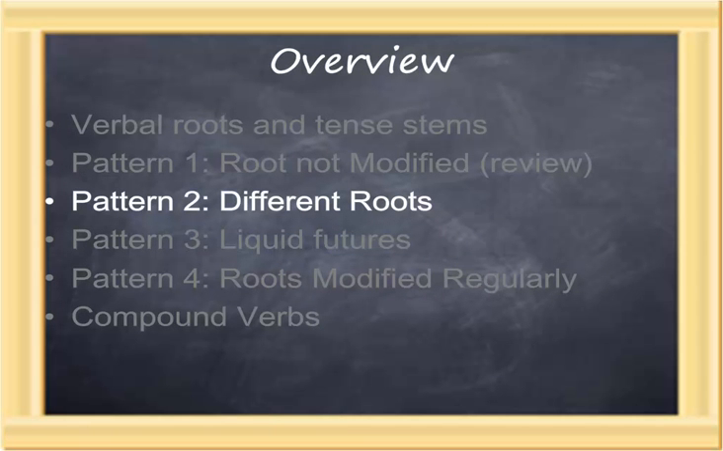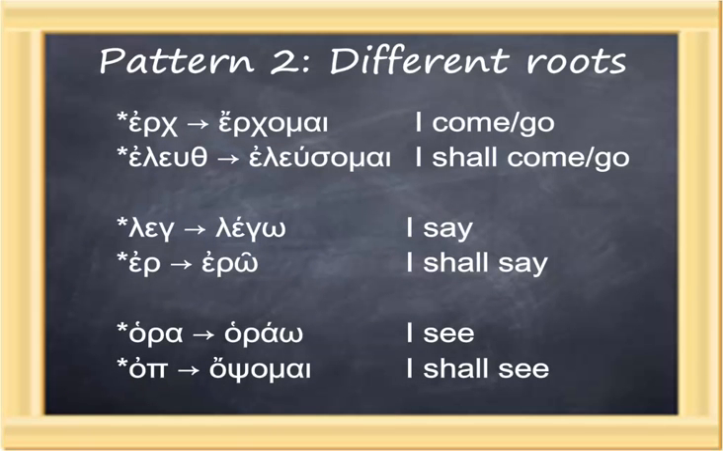Let's now look at the most complicated ones, those where a verb has different roots that lead to particular stems. 3 very common words in the New Testament do that: the word for coming and going, erchomai, the word for speaking, lego, and the word for seeing, horao. Notice in the examples given here, there is a different root behind the future stem and the future forms.